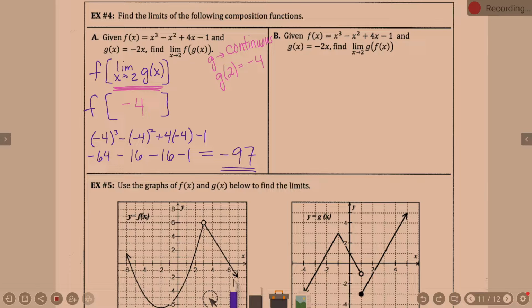So, yes. The 2 from the g of 2 is from the limit, right? This 2 right here? Yes, it was provided right there.